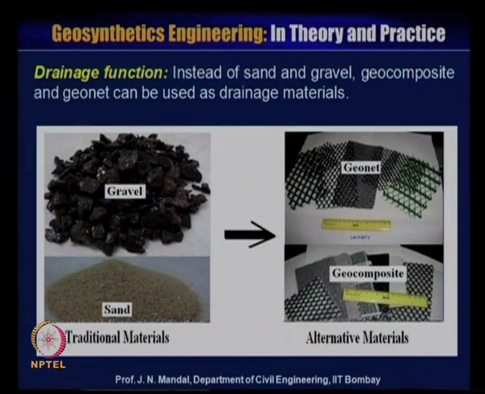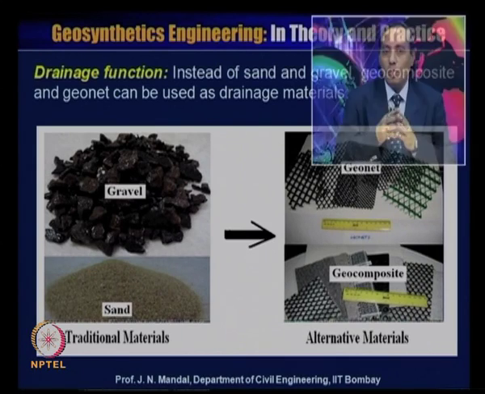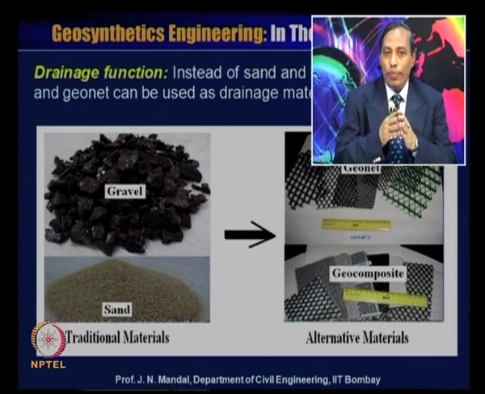Next is the drainage function. In most cases we use gravel and sand as drainage material, that is the traditional material. In different projects, gravel and sand are used as drainage material, and the thickness also varies, 400, 500 millimeter kind of thickness. So you need to transport all that material to the project site, and you have to spend a lot of money for this. You have to excavate, you have to break, you have to make the proper gradation.